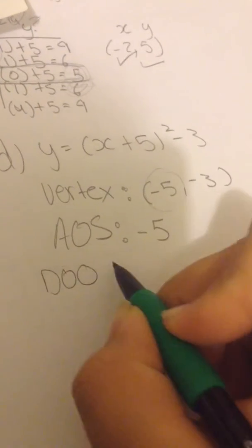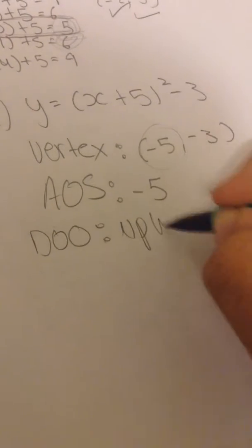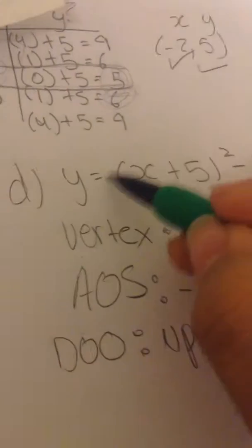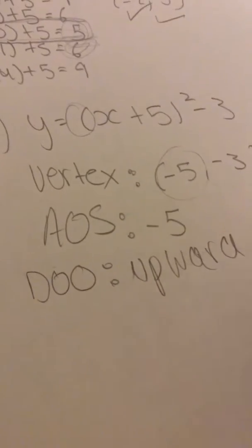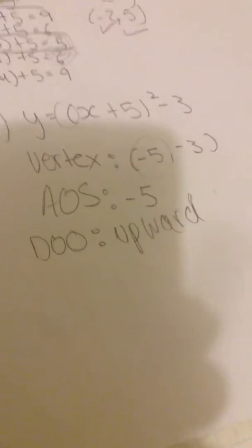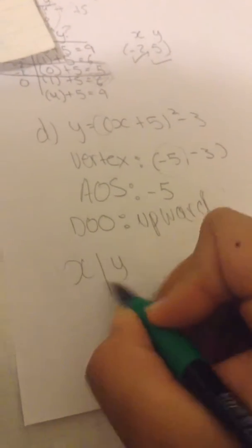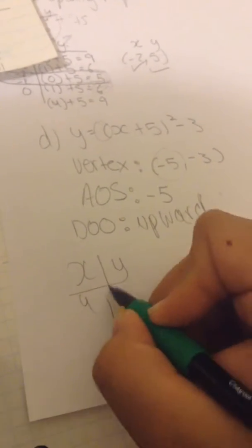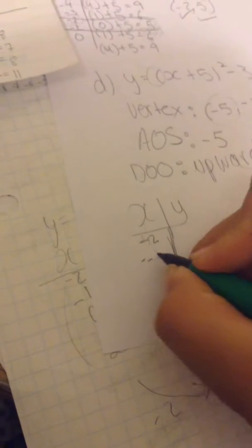Direction of opening would be upward, because we are not given an a value but there is no negative, so it would be upward, and that's all that's given. Now let's plot our table of values. So our normal table of values, whoops, wrong side. So our normal table of values would look something like this.